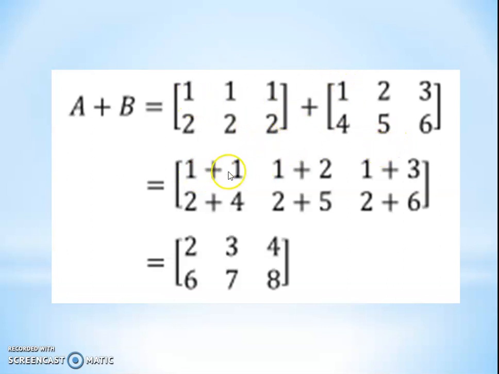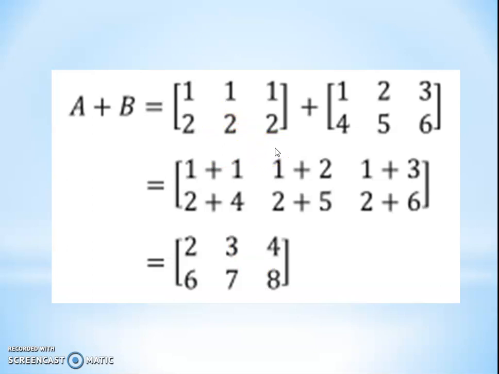1 plus 1, 1 plus 2, 1 plus 3, 2 plus 4, 2 plus 5, 2 plus 6. So we know that 1 plus 1 is 2, 1 plus 2 is 3, 1 plus 3 is 4, 2 plus 4 is 6, 2 plus 5 is 7 and 2 plus 6 is 8. So we form the new pattern of the matrices, that is 2 rows and 3 columns.